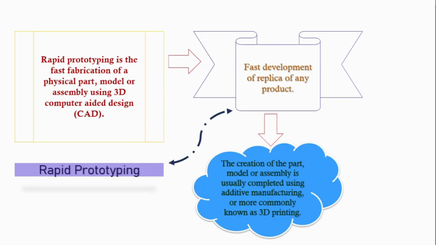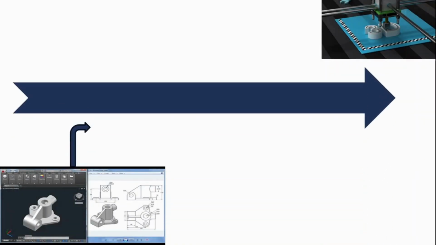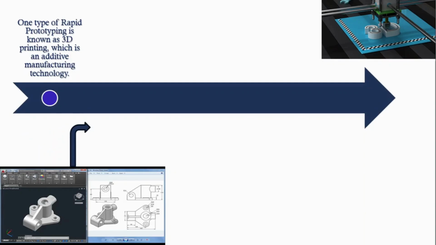In rapid prototyping, the part, model or assembly is usually completed using additive manufacturing, or more commonly known by the technique name 3D printing. So one of the names of rapid prototyping is 3D printing. It is considered as one type of rapid prototyping, which is an additive manufacturing technology. So one more name is there, additive manufacturing technology. We are going to see the meaning of additive manufacturing technology in the coming slides.